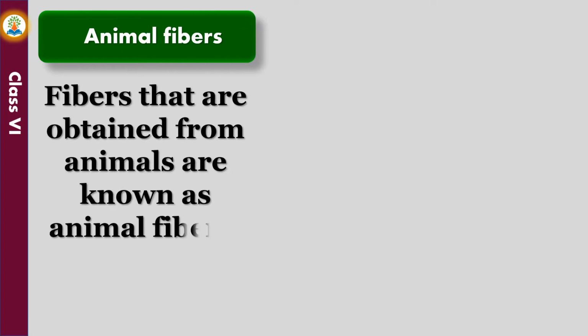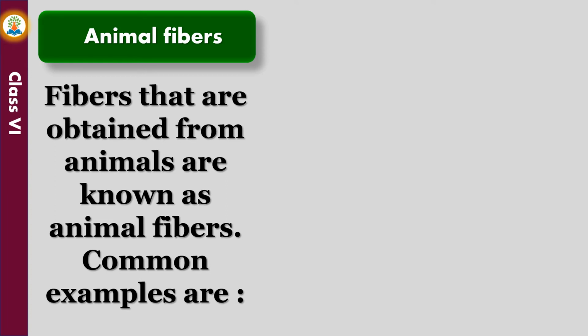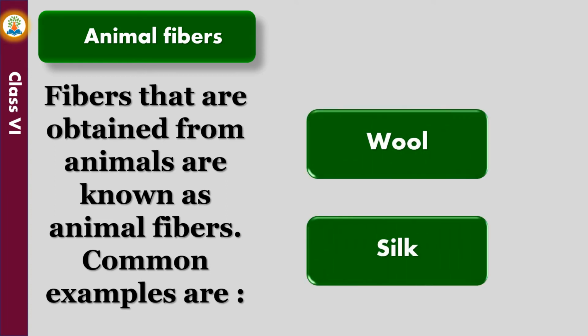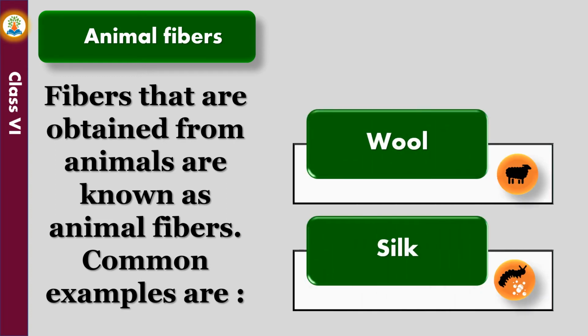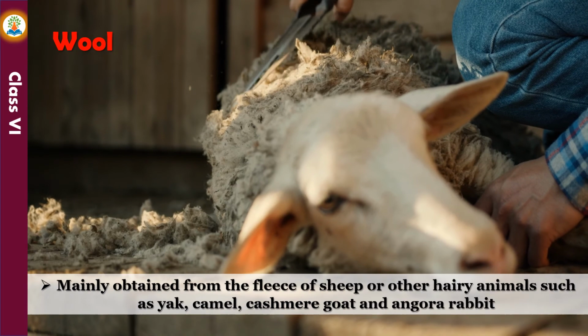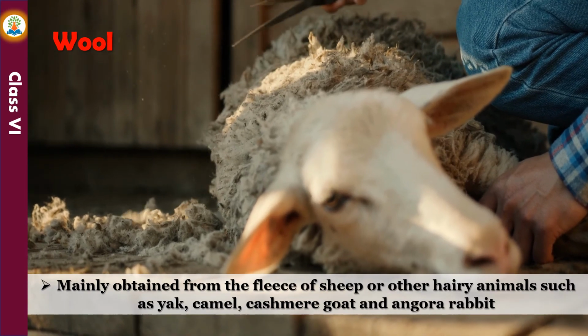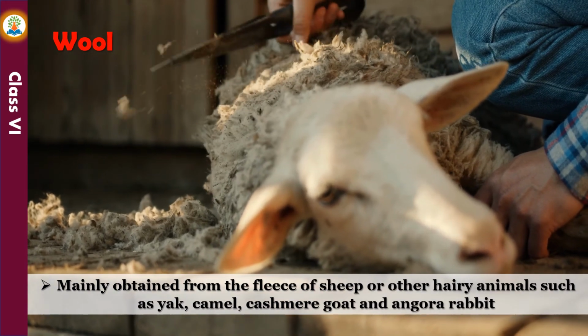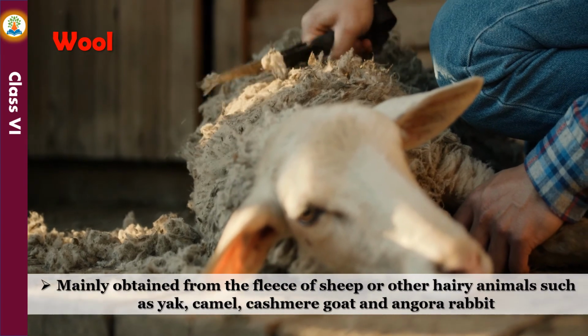Fibers that are obtained from animals are known as animal fibers. Common examples are wool and silk. Wool is mainly obtained from the fleece of sheep or other hairy animals such as yak, camel, cashmere goat and angora rabbit.